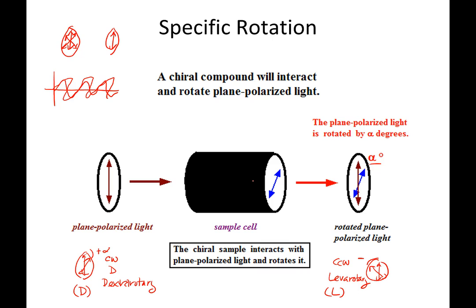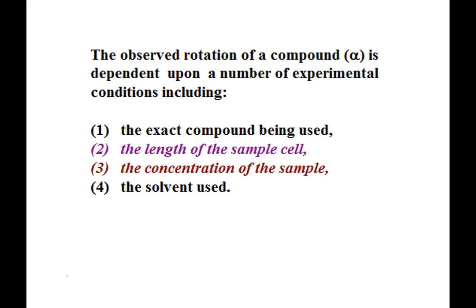The amount of rotation in degrees is dependent on a number of things. First of all, it's dependent on the molecule you use, because each molecule has, in theory, a different rotation, a different number of degrees that it rotates, a different interaction with plane polarized light. But then the experimental things that can be different is that you could use a longer or shorter cell. You could use more or less in terms of concentration.